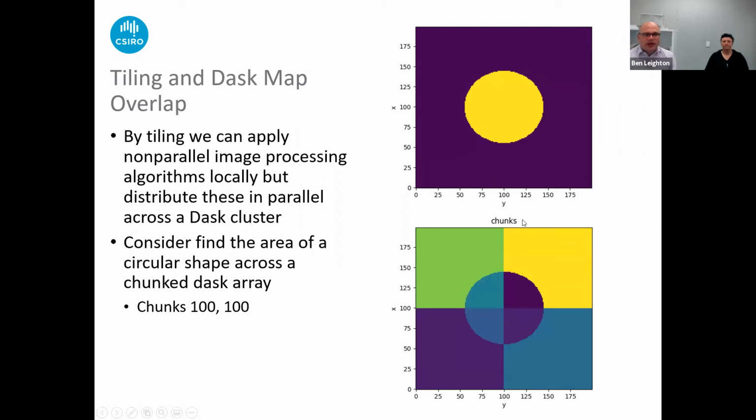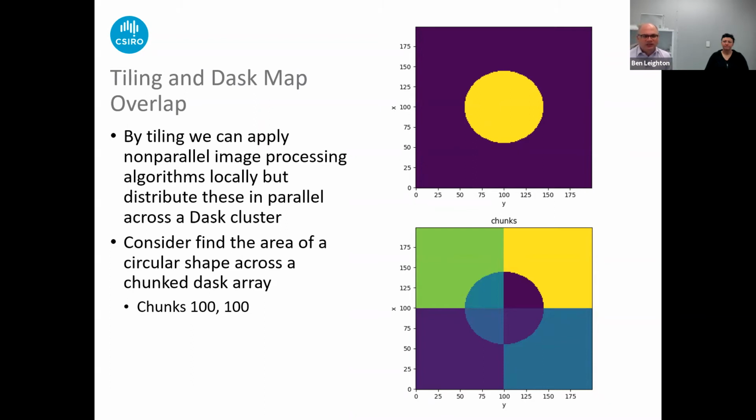So we wanted to do that, but we can't just split all of the pixels and process them all independently, as I've already described. Dask provides the ability to tile. So we can use something like Dask map blocks to distribute this image in parallel. But we're going to find that actually doesn't give us the right answer.